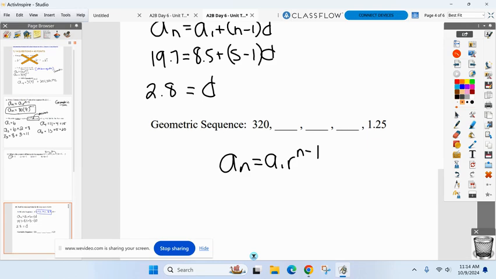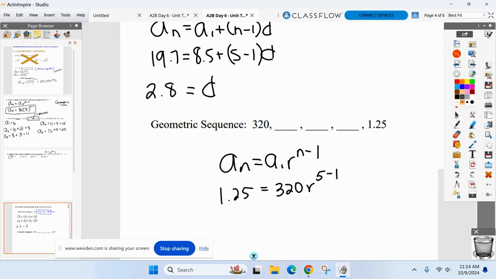What do you want to plug in for any term but the first? 1.25. Good. How about that first? 320. Yep. R to the 5 minus 1. 5 minus 1. Everyone all right? Why she plugged in 5? Because 1.25 is the 5th term in that sequence.